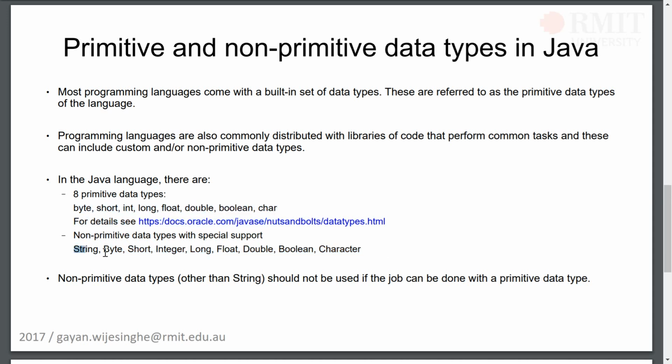So string, on the other hand, is different because it doesn't have a primitive data type that corresponds with it. So feel free to use string without worrying too much. And people use string quite often. But these other non-primitive data types should be avoided at this stage. They have a purpose, and you will learn those later on.